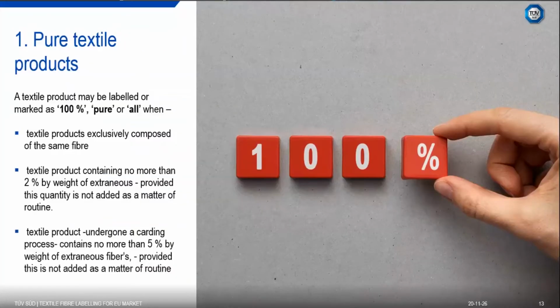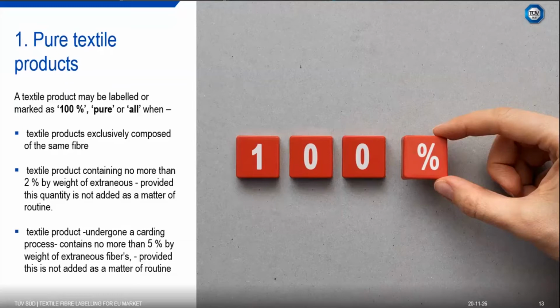The first one is the pure textile product. What we understand by a pure textile product is that if a textile product is entirely made up of one fiber, that is called a pure textile product, like 100% cotton or 100% polyester or 100% wool. So these are called a pure cotton product or pure wool product.